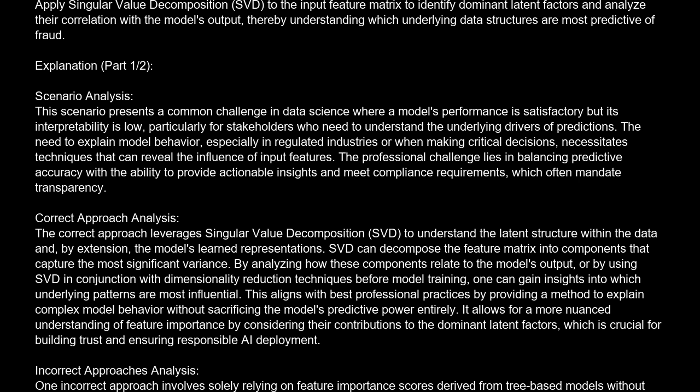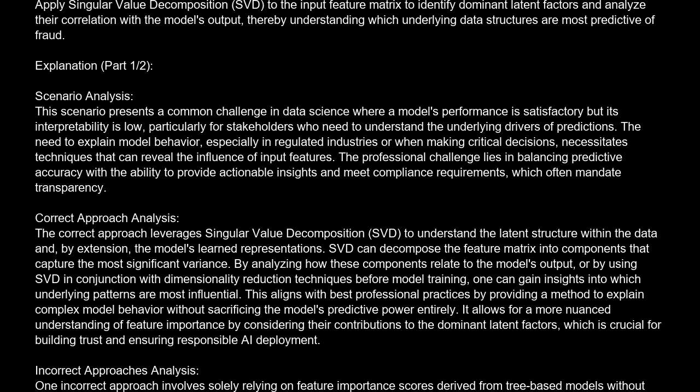Correct approach analysis. The correct approach leverages singular value decomposition, SVD, to understand the latent structure within the data, and by extension, the model's learned representations. SVD can decompose the feature matrix into components that capture the most significant variance. By analyzing how these components relate to the model's output, or by using SVD in conjunction with dimensionality reduction techniques before model training, one can gain insights into which underlying patterns are most influential.